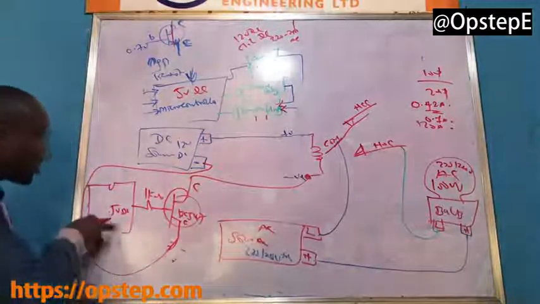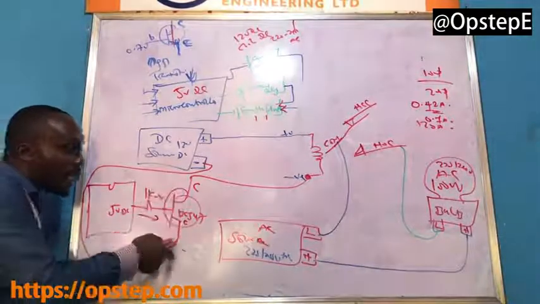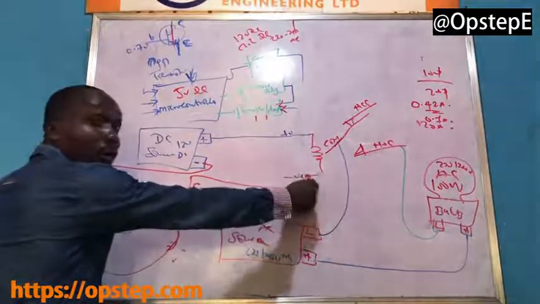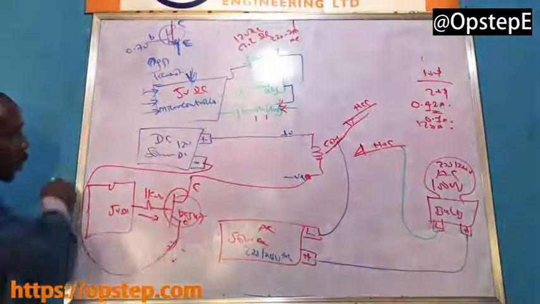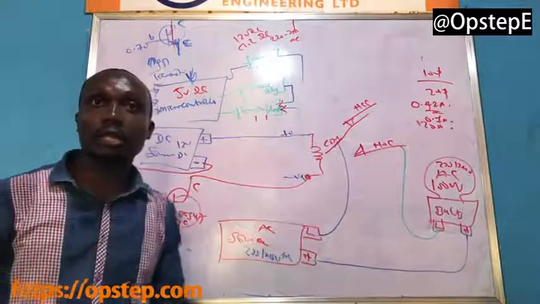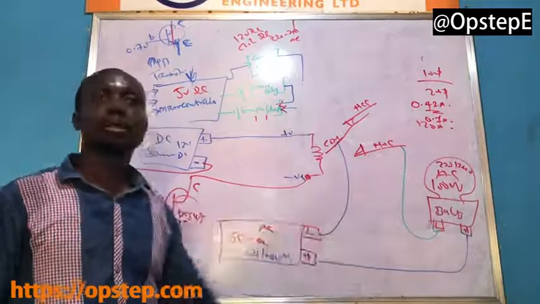Now, the moment the controller biases the base of this guy, what happens? Here and here read like an ordinary wire, such that the negative of the relay is taken through the collector to the emitter, to the what? To the negative of the supply, and then the relay is energized. And then you can switch.